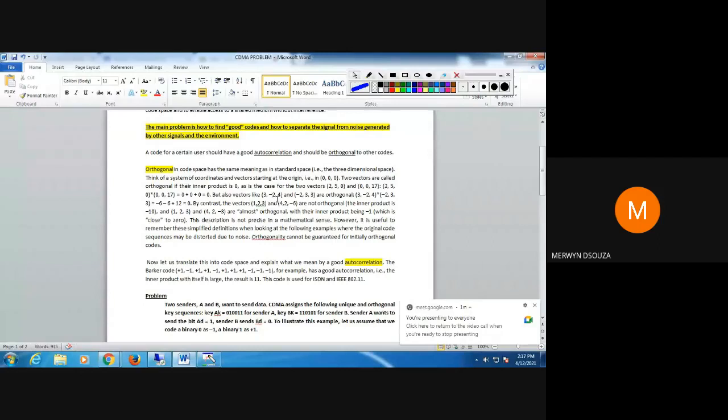These examples may not match the exact codes that we use in CDMA, but it's just for you to understand what the meaning of orthogonal is. Whenever the product is coming to 0, then we say that the two vectors or the two codes are orthogonal. And if you find the product and it is not 0, then we will say it is not orthogonal. You can just read this here.